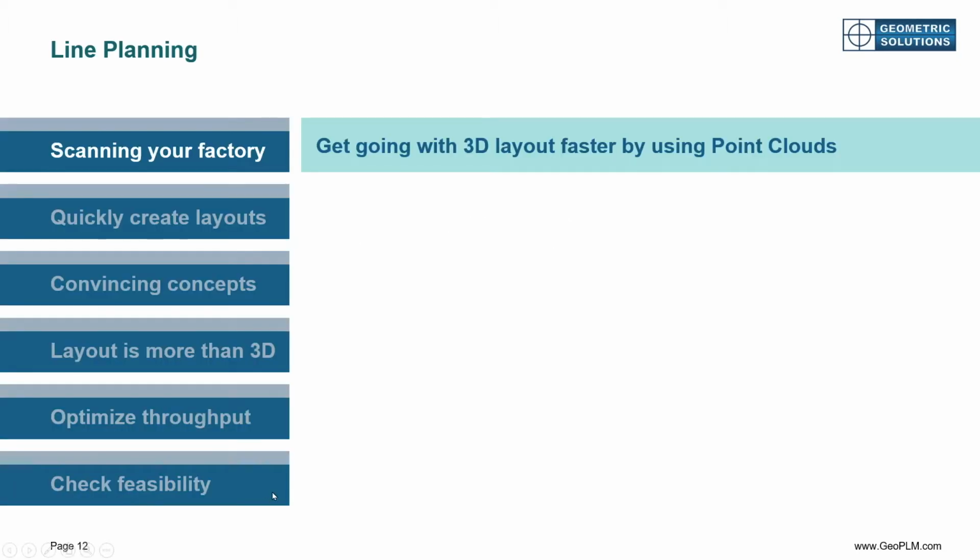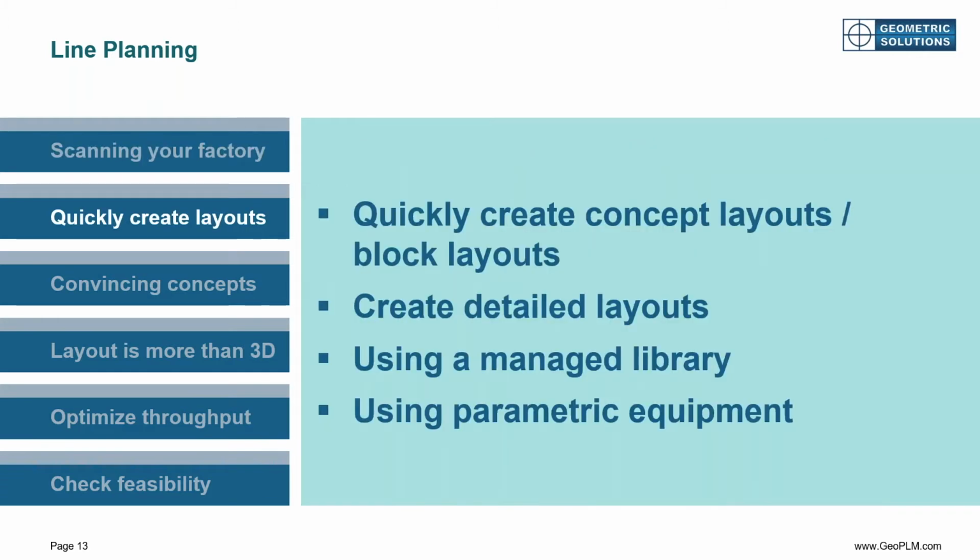All right. So we talked about getting layouts faster by using point clouds, but let's just talk about layouts with or without scans. What we want to do is quickly create concepts or layouts, block out layouts, create detailed layouts, and use a managed library and parametric equipment. And we'll talk about that. What's nice is that with this parametric equipment, we can have information in there. For example, in that last one showing the CNC machine that the robot was going in and out of, the processing time was in there as a parameter, and that way it's all tied together in one general reference area.